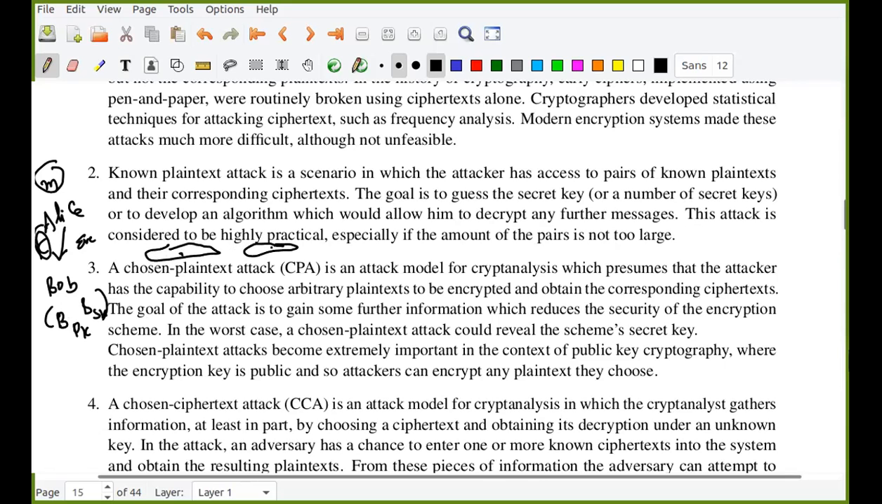Now she has plain text and ciphertext, but for a different message, Eve's message. That is called a chosen plain text attack. She can choose as many plain texts as possible, and she will get the corresponding ciphertexts. By using this information, she wants to crack today's message. So this is called a chosen plain text attack.